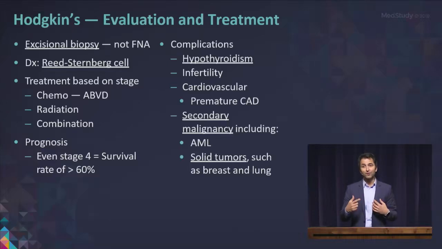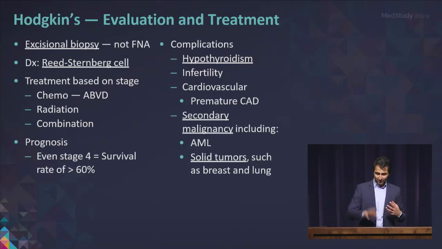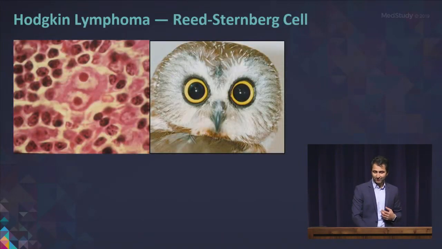Radiation to the chest, higher risk of breast cancer. So you want to screen them more aggressively. These late complications are where you really may see something as it pertains to Hodgkin's.